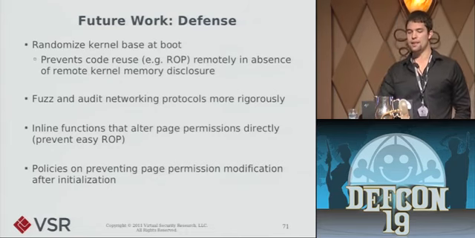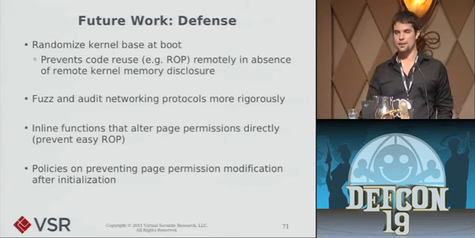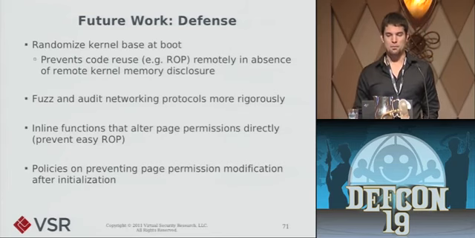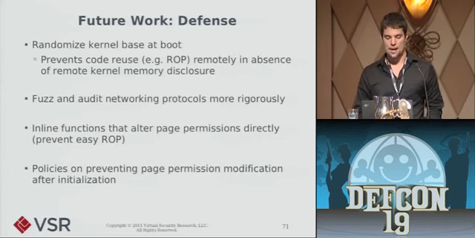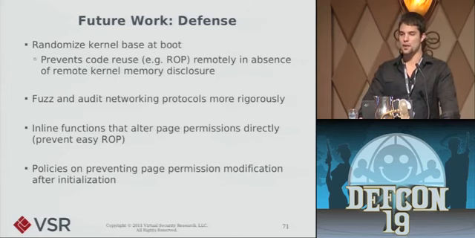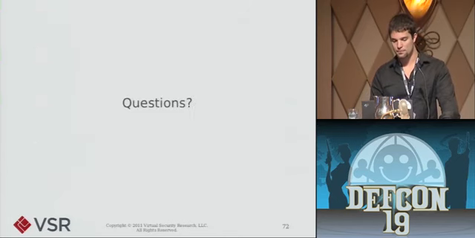Additionally, it's pretty clear that the more exotic networking protocols are not tested as rigorously and could probably use some work. Next, it would be really nice if certain functions like setMemoryX were inlined so that you can't leverage them in return-oriented programming. So it's not quite so easy to mark things executable. And finally, as long-term work, it would be really good if there were policies implemented in the kernel that prevented changing page permissions after initialization. And I think the PaX team is actually working on something like this.